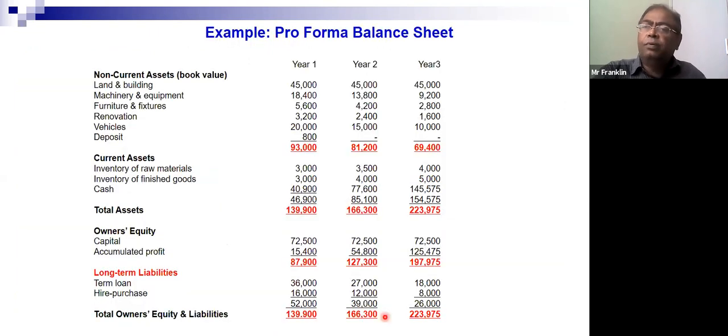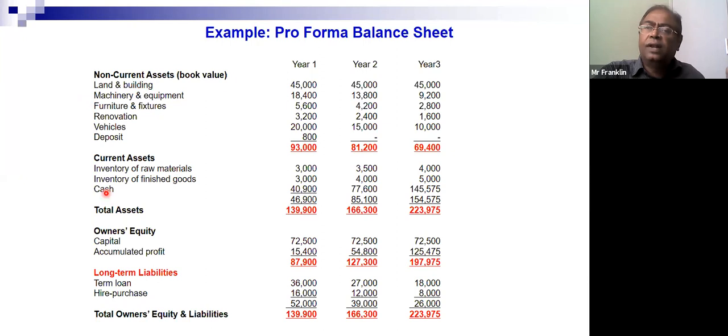This is an example of a pro forma balance sheet. The same company. Let's look back at the same company. Remember, land and building. This guy put in his own land and building, 45,000. That is an asset. Is it a current asset or fixed asset? Fixed asset. So all these sections are called non-current assets or fixed assets. This is all current assets.